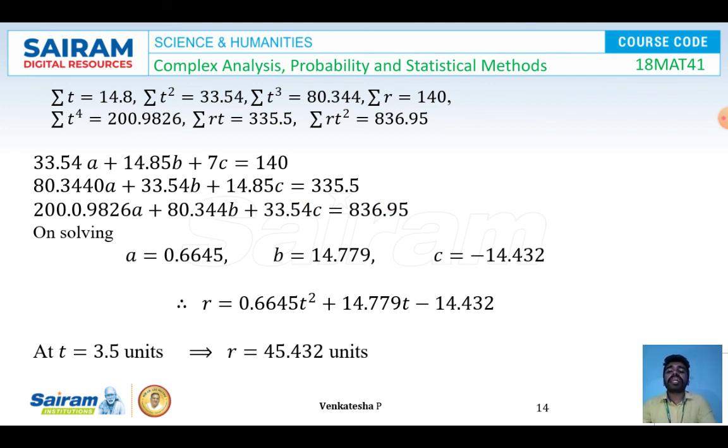So now calculating this and solving the equations, I got the value of a is equal to 0.6645, b is equal to 14.779 and c is equal to minus 14.432. So replacing these a, b, c values in the given equation, r is equal to at square plus bt plus c, I got the value of r is equal to 0.66545 t square plus 14.779t minus 14.432. Now if I replace t is equal to 3.5 unit in the above equation and simplifying that, I got the value of r is equal to 45.432 units.